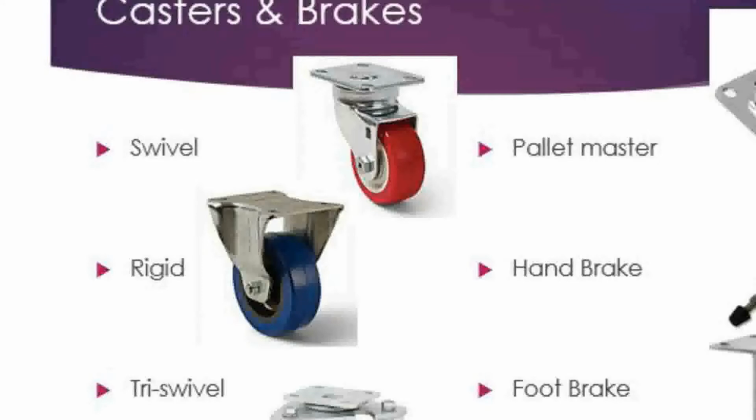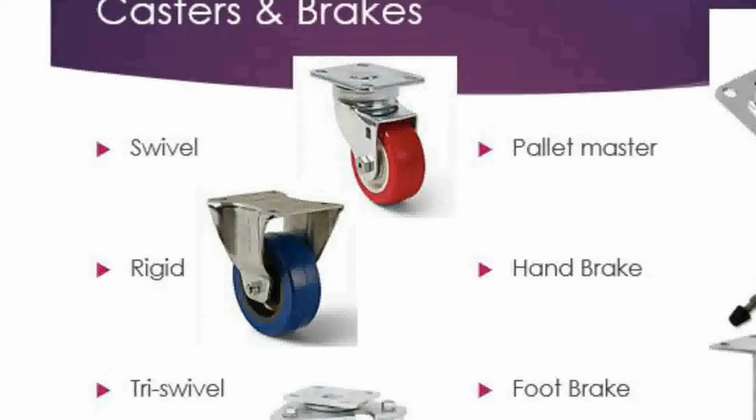Next type of caster is the rigid caster, also can be called the dumb caster or the straight caster. A rigid caster does not rotate. It is fastened in place and it can roll forward or it can roll backward. There is no turning that caster.